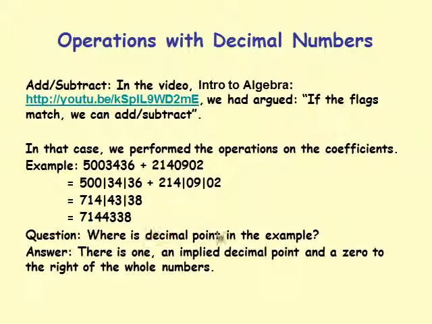Question: which decimal point is in the example? We were looking for a decimal point. Is the decimal point in here? Answer: there is one, an implied decimal point, and 0 to the right of the whole number. This is a decimal number with the implied decimal point after the 6 and a 0 after that. This is a decimal number with the implied decimal point after the 902 and 0 after that. Okay, let's continue.